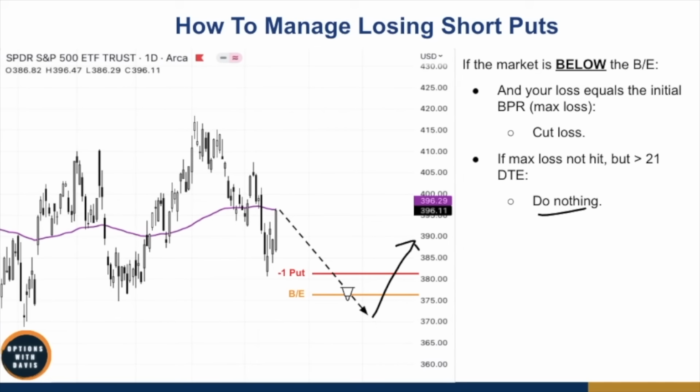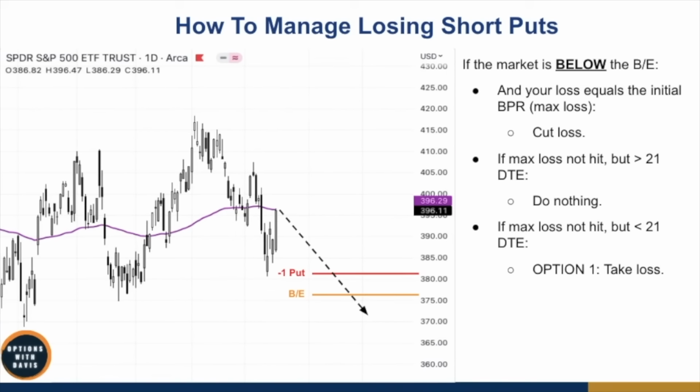Remember, this is a probability game, right? When you put on a short put, let's say for example you put on a 30 delta short put, then there is roughly a 70% chance of profit, right? So you just need to let the numbers play out. Now, if the max loss is not hit, but there's less than 21 days to expiration left, then this is where you need to do something, right? So there are three options that you can take.